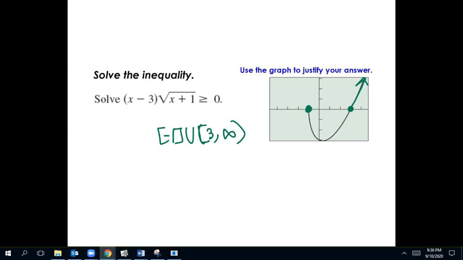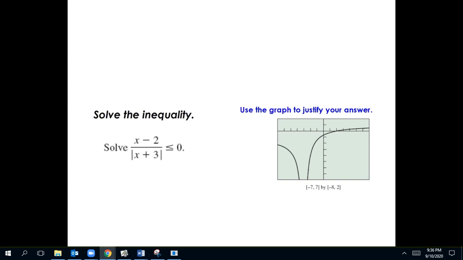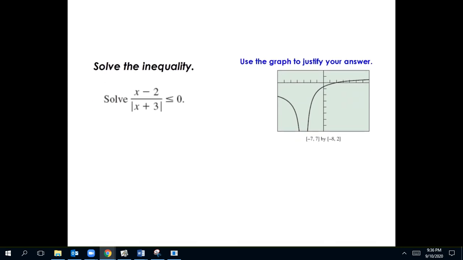Okay, so let's move on to one more. I want you guys to look at this graph and try it yourself. You can pause if you'd like, and I'll go over the answer in 1 second, but go ahead and write a quick answer down just so you can see if you're going to get it.